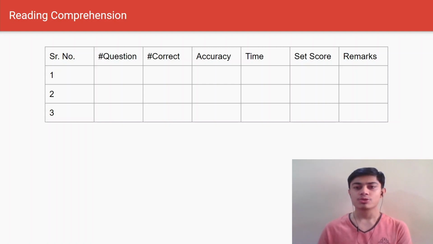Next, you can see the set score. This is a binary parameter. If you get all the questions correct in this passage, you can award yourself 1 point. If you get even one question wrong, you should give yourself a 0.